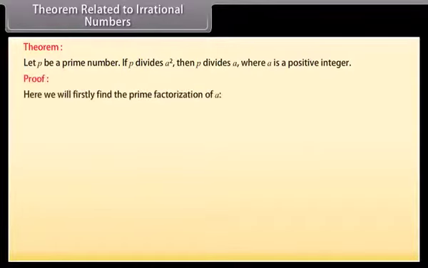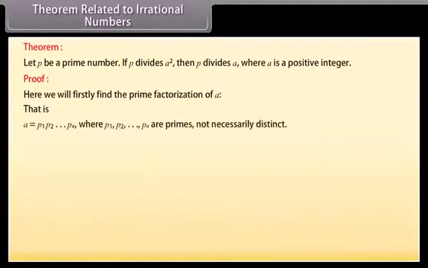Proof. Here we will firstly find the prime factorization of a. That is, a is equal to p1, p2, and so on till pn, where p1, p2, and so on till pn are primes, not necessarily distinct. Therefore, a square is equal to p1 p2 and so on till pn times p1 p2 and so on till pn, which is equal to p1 square, p2 square, and so on till pn square.